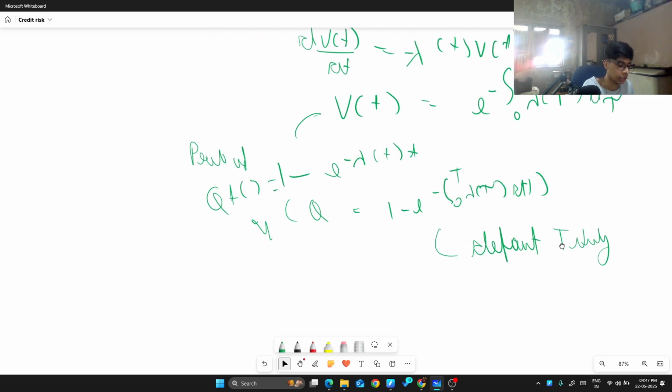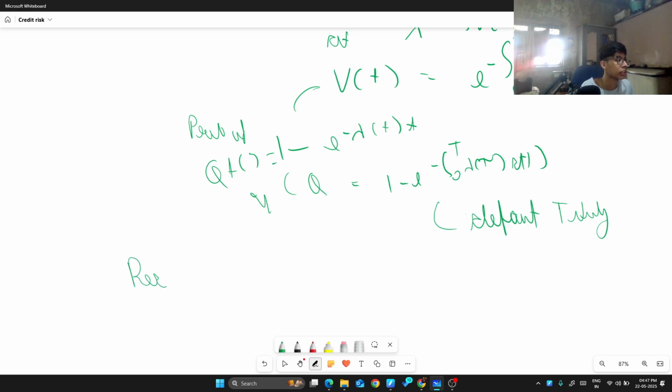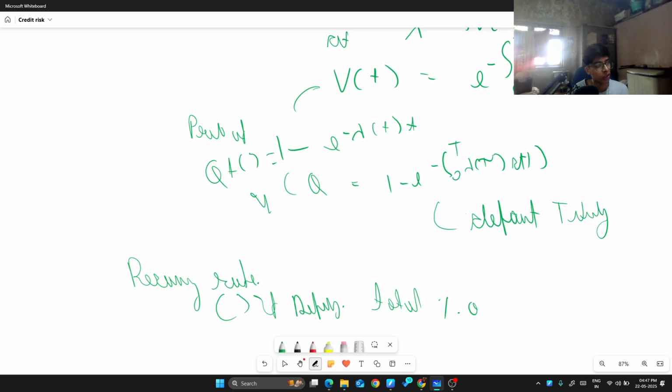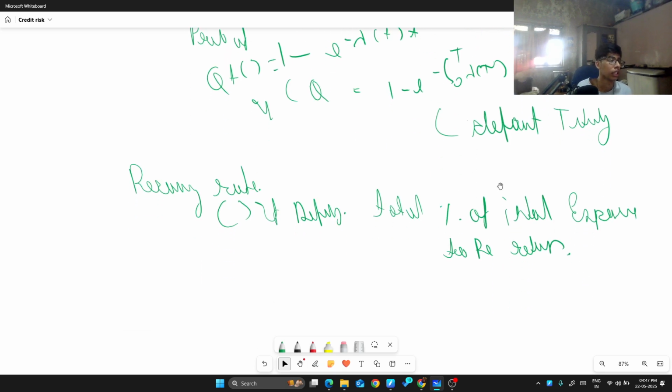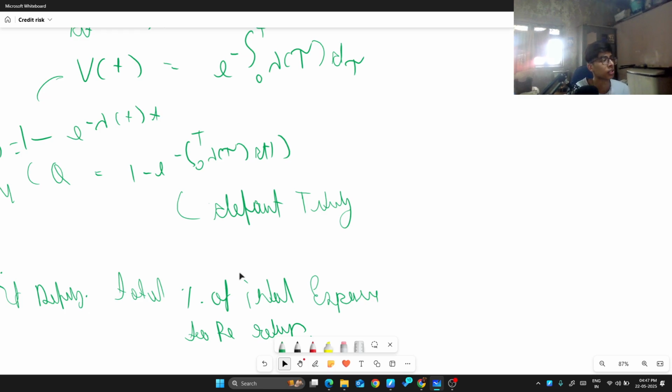Now let's introduce the concept of recovery rate. If there is a default, the recovery rate is the total percentage of the initial exposure that we can recover after the default, to be returned. It is generally 40%.